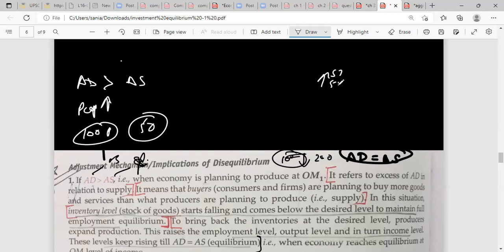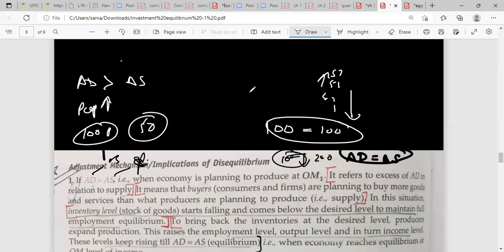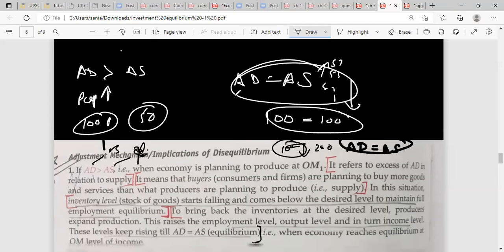Now 51, 52, 53, and so on, for your demand is 100. So you will produce till it becomes 100, right? You will increase your stock till your aggregate demand becomes equal to aggregate supply. So this is what is written.